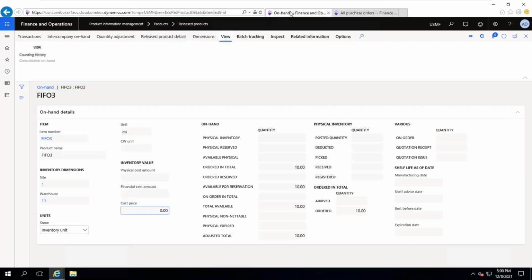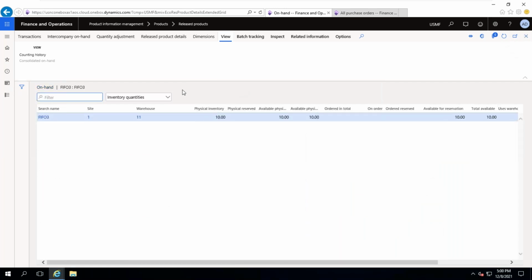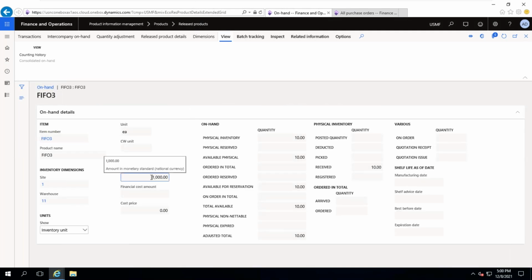now if you verify on hand inventory, if you refresh, look at this one, physical cost amount is updating. Physical cost amount is updating and physical inventory is updated, and it was updated with available physical. So on hand inventory, we know physical inventory is updated. Along with physical inventory, physical amount is also updating. Internally, it is physical amount.